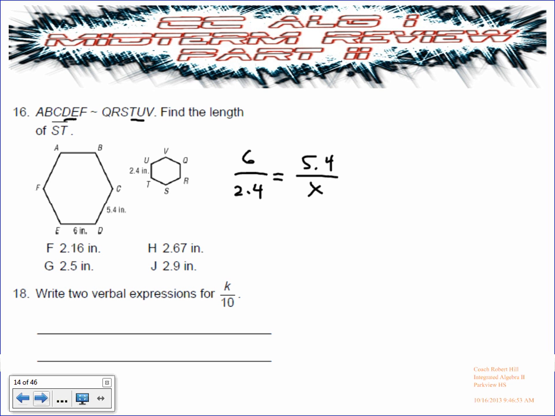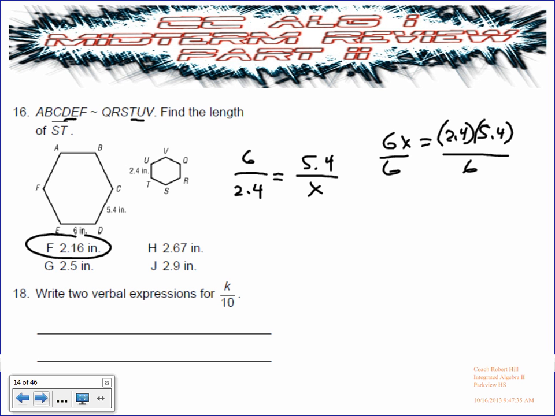Now, is that the only way you can set it up? Does it have to be set up exactly like that? No. The 2.4 can be on top. But the point is that you get stuff in the same place. Okay, so then cross multiply. Again, guys, you're going to have to know how to use your calculator. So you should have 6x equals whatever 2.4 times 5.4 is. Then what will you divide it by? Divide by 6, which makes the answer. Which one of these is the answer? I don't know. Is it F?